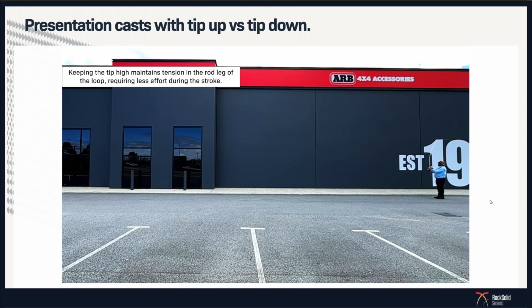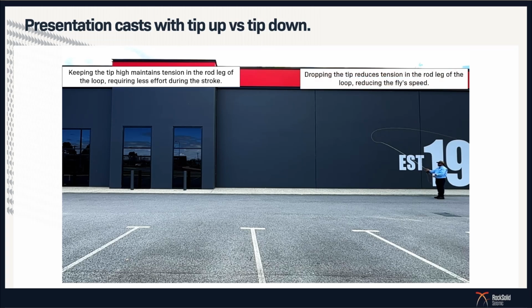So what are some applications of this idea? Keeping the rod tip up helps maintain the tension. So when you keep the rod tip up, you need less effort during the stroke to make the cast. So if I drop the rod tip down like this, yeah, the cast makes it because I can cast okay and I can reach that sort of distance with a bit of effort. But I can use less effort if I keep the rod tip up, and I still get a better looking cast with less effort during the cast.